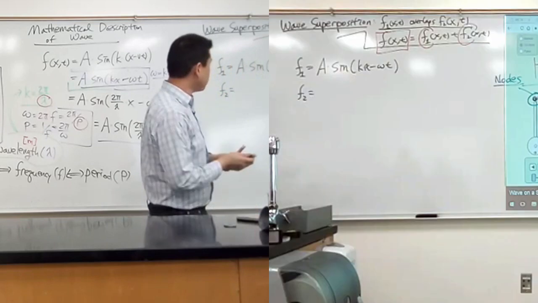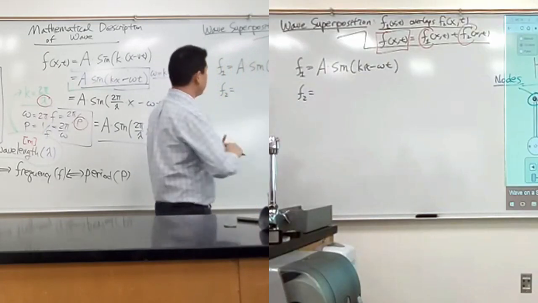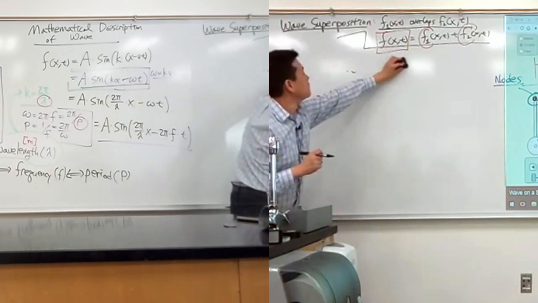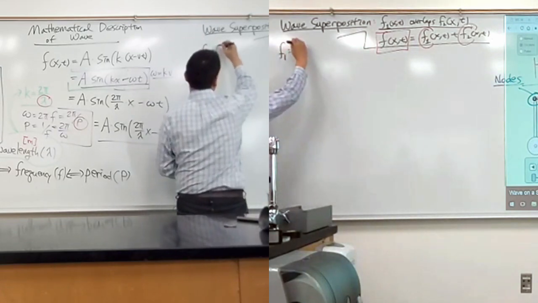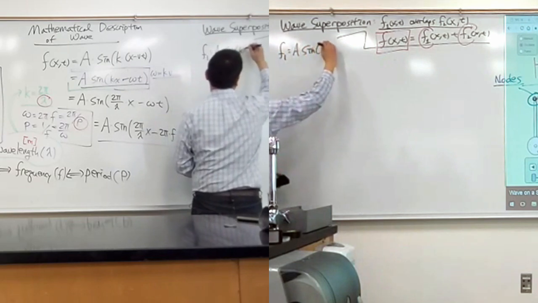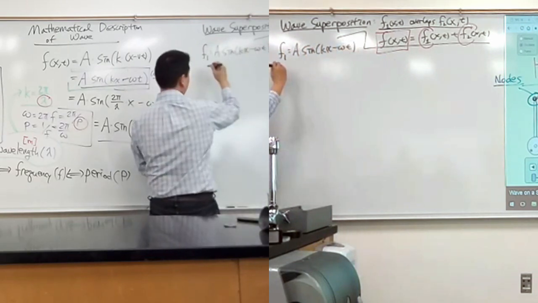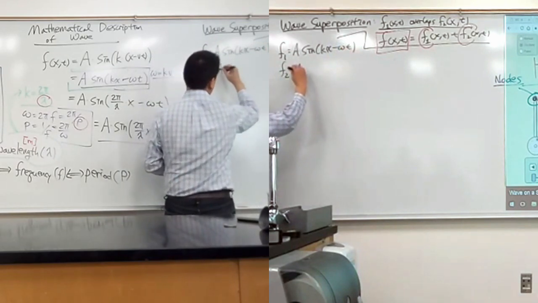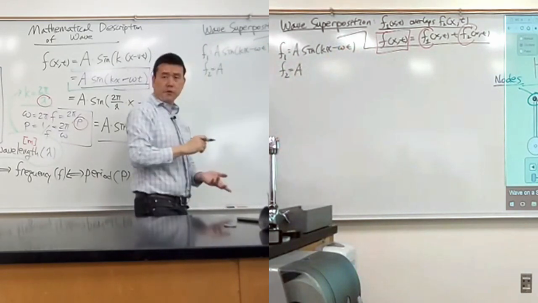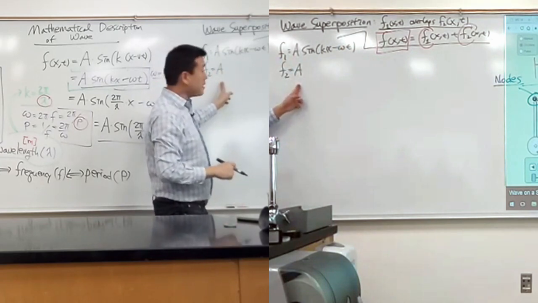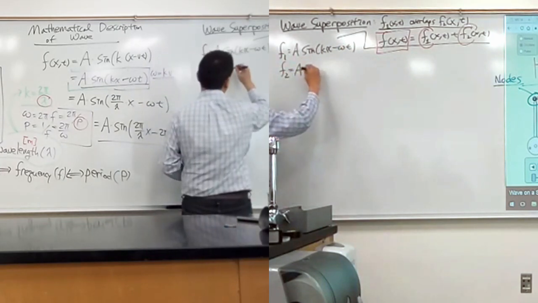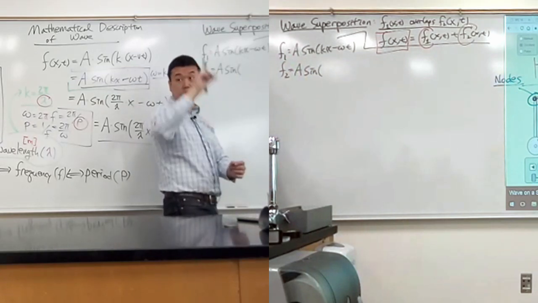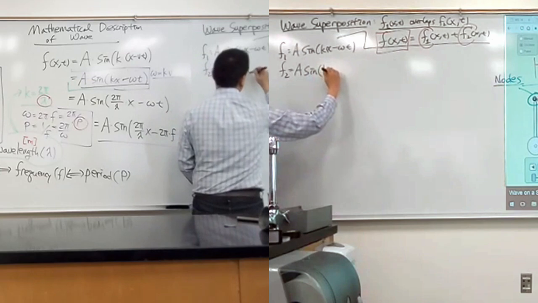So let me write down an expression for that second wave. F1 is a sine of kx minus omega t. And the second wave that's coming from the point where I'm holding is equal to a times sine of kx. All of the properties will be the same, the same amplitude, and I can even keep the same sign. I can keep the same wavelength because the frequency of oscillation is the same.